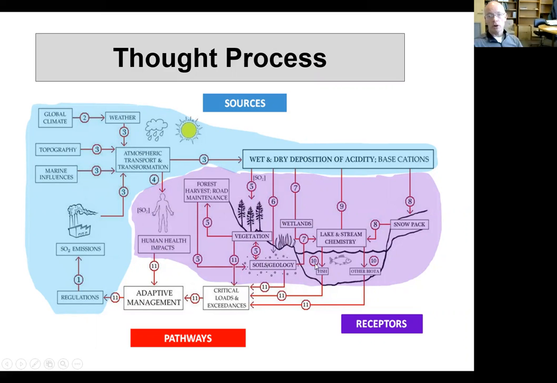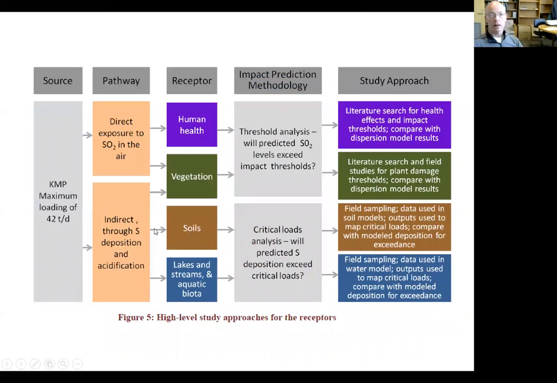But what I really want to focus on here is the soils. The idea is that you can have acid deposition impacting soils, acidify soils, and lead to degradation of the upland forest. So that was one of the receptors that was chosen. So we had humans, we had vegetation, we had lakes, and then we had soils. And so we simplified this to the 4 receptors here. So we have a source, emissions, 42 tons. The SO2 can have direct exposure to people or plants, or it can be indirect through acid deposition and acidification, which can impact soils and lakes. So we'll just focus here now.